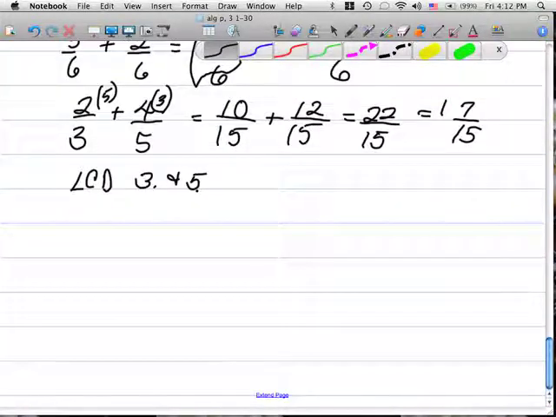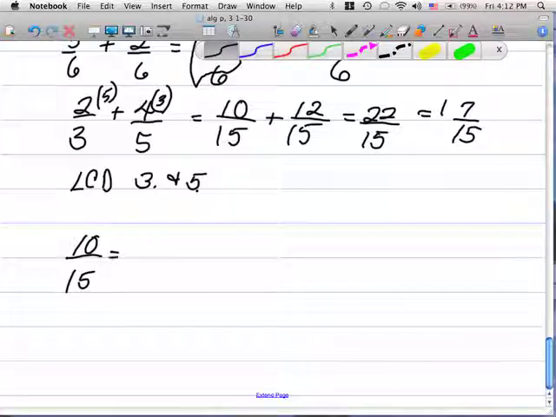Always remember, if you get a fraction that needs to be simplified, if you come up with an answer such as 10/15, you need to simplify it always. So you find your greatest common factor, the largest number that goes into 10 and 15, which is 5, goes in twice in 10, and 3 times in 15.